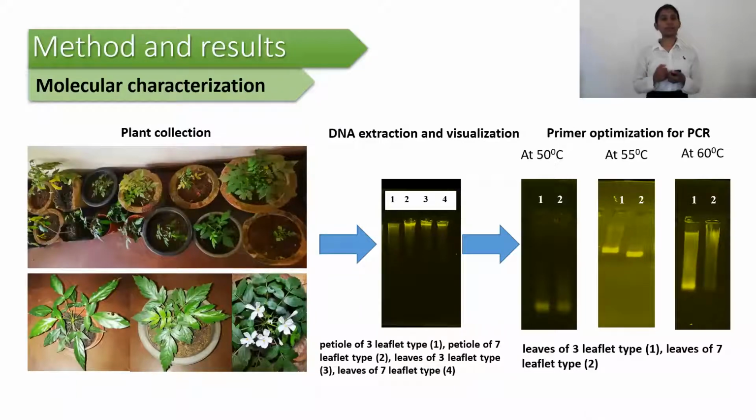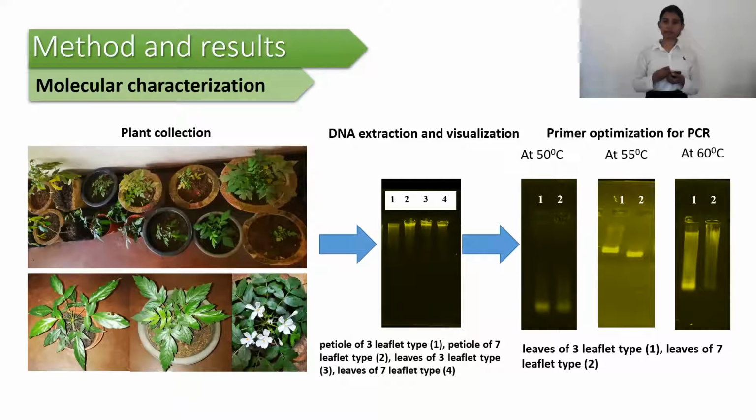Let's move to the method and results of molecular characterization. As the first step, the plants which represent each leaflet number were collected from different geographical locations. Among them, the two most diverse samples, which were the 3 leaflet type and the 7 leaflet type, were taken for the initial analysis. From them, both petiole and leaf materials were taken for DNA extraction.